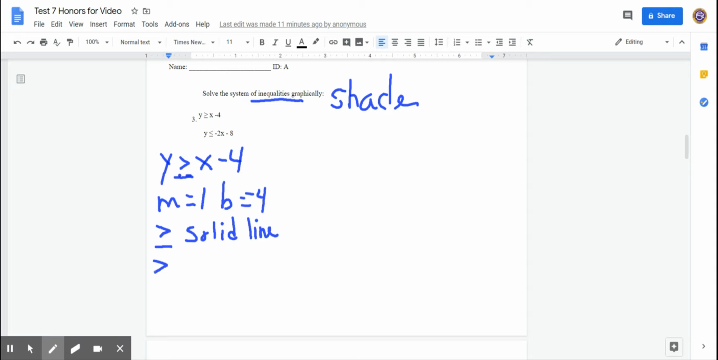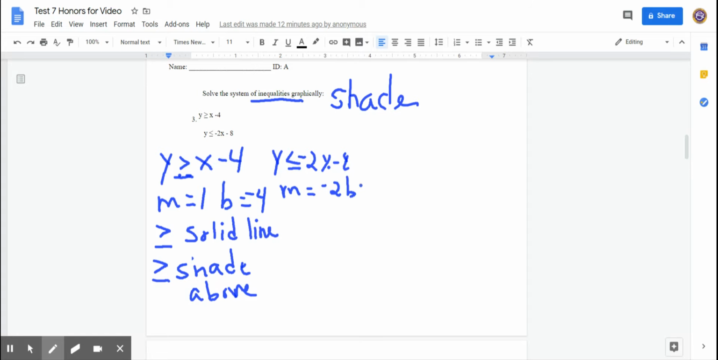And it's greater than or equal to, so we're going to shade above the line because y is getting bigger. Where does y get bigger? As it goes up the axis. Okay. The second one is y is less than or equal to negative 2x minus 8. So already again solve for y. So our slope is negative 2 and our y-intercept is negative 8.